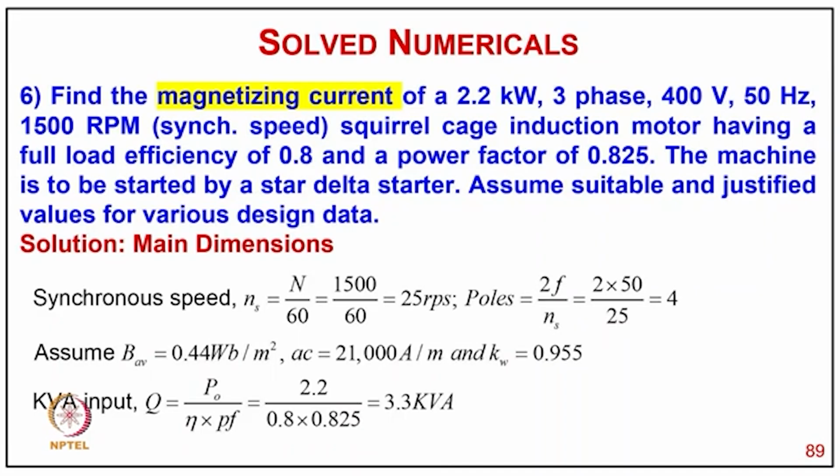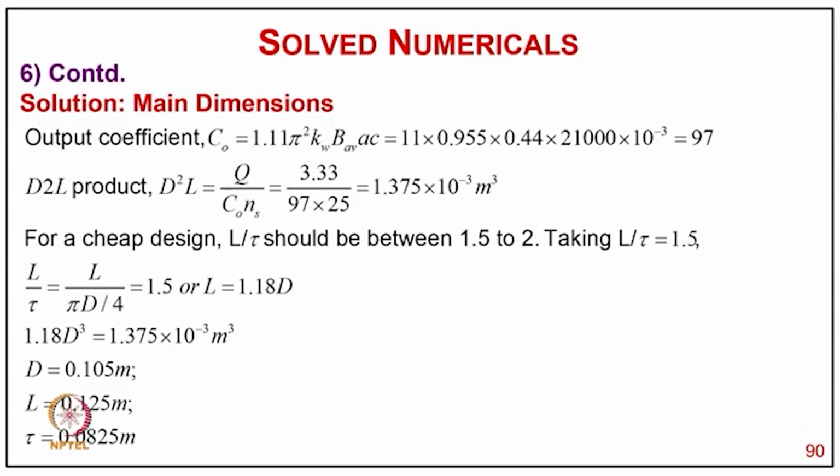So coming to synchronous speed, it's Ns equal to N upon s, so it comes to 25 rps, and poles are 2f upon Ns, that comes to 4. Assuming average flux density of 0.44 Tesla, ampere conductor per meter 21,000 and winding factor 0.955. So kVA input Q equal to P upon eta into power factor, so it comes to 3.33 kVA. Now coming to the output coefficient, C0 equal to 1.11 pi square K_w B_average into AC. So putting the value, it comes to 97.